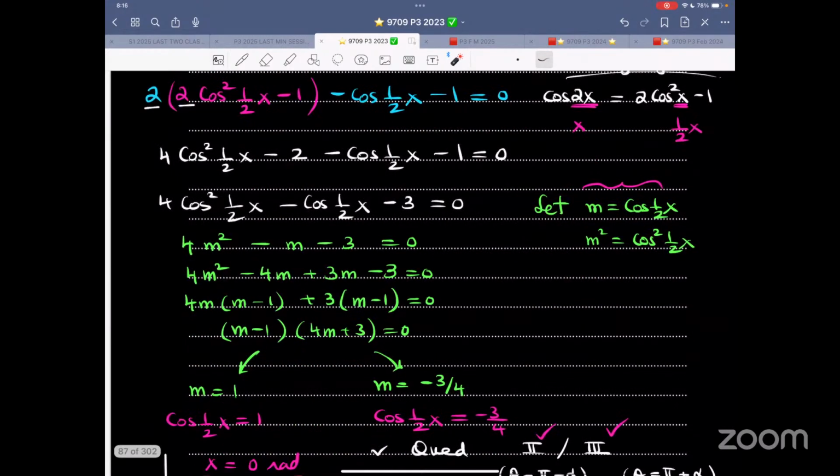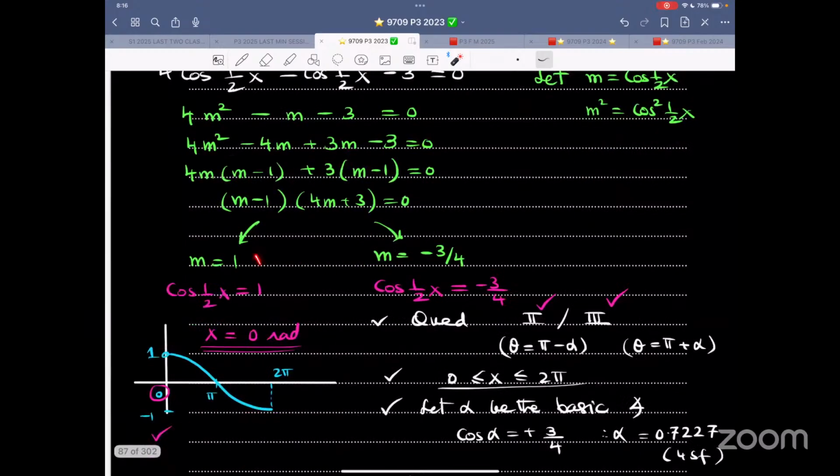We have this thing, we do the middle term factorization, we get two values of m. Cos x is equal to 1. So from the graph, we know that between 0 and 2 pi, this is half x, so half cycle in 360. So only one value is there, that is 0 radians.